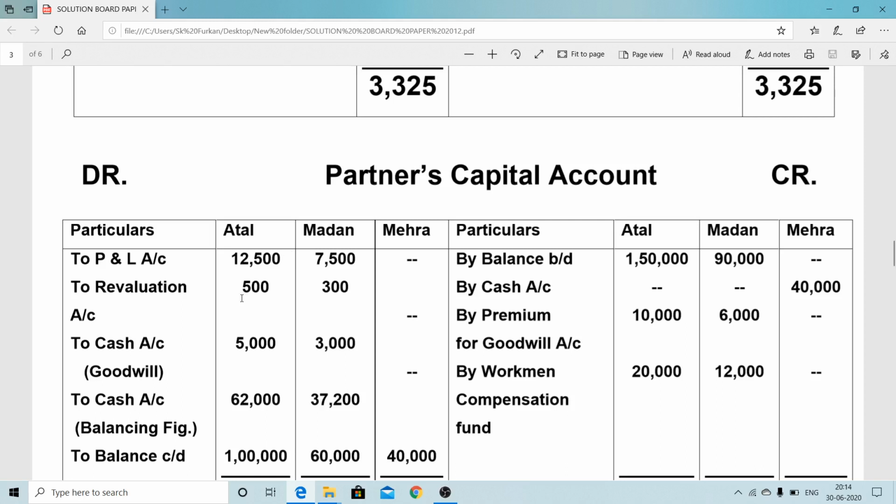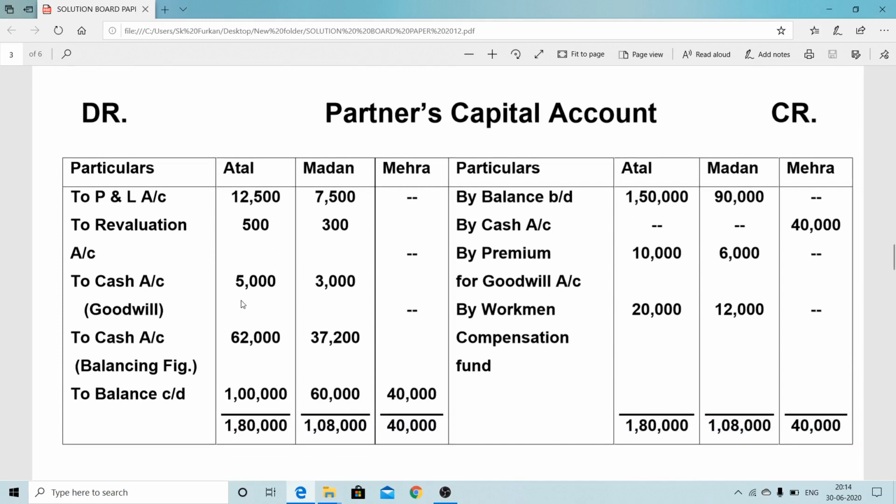Revaluation: in this sum, a revaluation loss also arises. So the loss on revaluation will come on this side. Generally profit comes this side and loss this side, 500 and 300. At the same time, for goodwill, we have three entries. One is cash account debit to premium for goodwill account, another is premium for goodwill account to partners' capital. And the third one is half of the amount withdrawn by the old partners. So Atul withdrew half of 10,000, that is 5,000. Of Madan's 6,000, half, 3,000, is withdrawn. So the withdrawal entry is partners' capital account debit to cash.